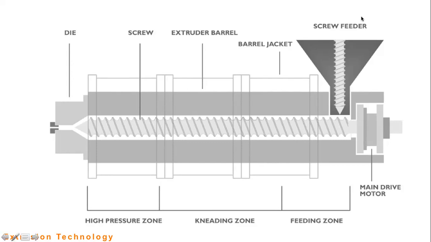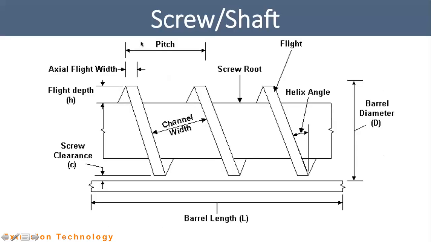And the jacketed barrel you can see here, as I explained earlier, right? Here you can see the jacketed barrel. There are three zones: a high pressure zone, a kneading zone and a feeding zone. There are different zones available, and we can divide the extruder into different zones based on our requirement and the type of extruder. So you have to remember the parts, very important parts here. There should be a motor, right? Sometimes we can see a geared motor to control the speed. And the screw and die, all these things are important.